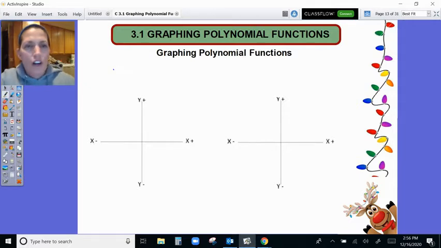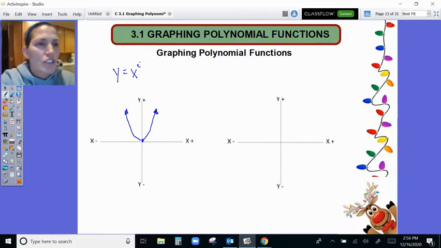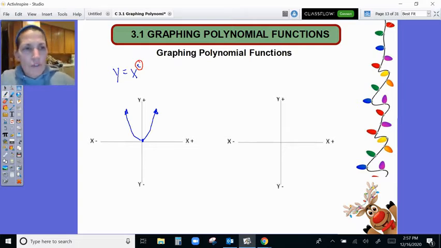First we're going to start off with just y equals x squared, this very common function. It's a parabola, right? It comes down and touches at 0 and goes back up again. Notice that we have both of our ends going up, so it should start looking familiar that we have an even function here. Both of our ends go in the same direction.